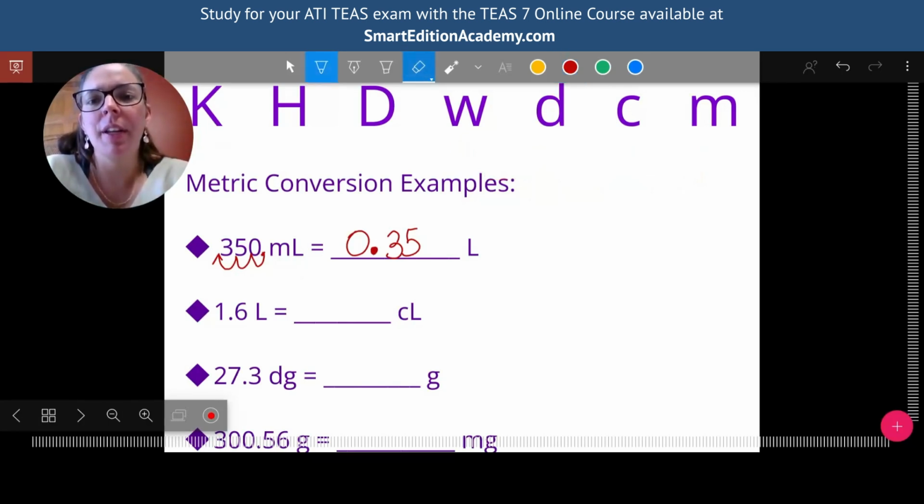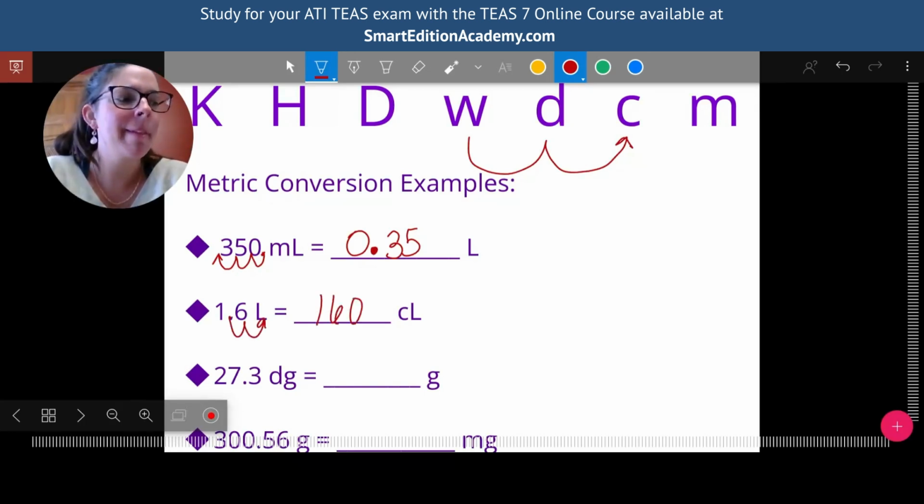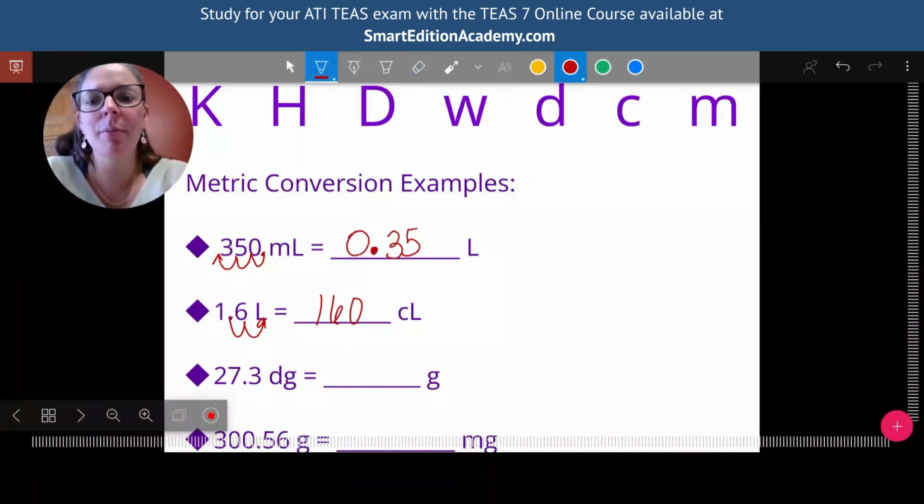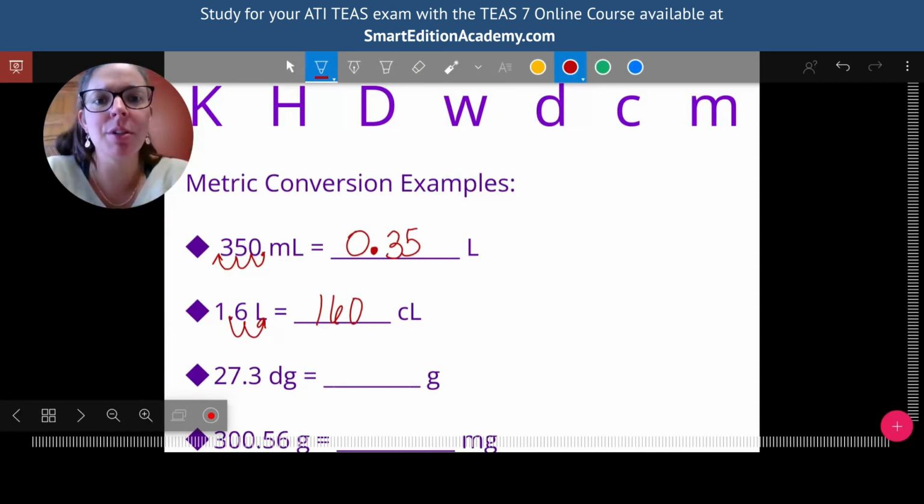Okay, let's try another one. I have 1.6 liters. I want to go to centiliters. So I'm going from liters to centiliters. 1, 2 to the right would leave me with 160 centiliters. Okay, 27.3 decigrams to grams. I'm just swooping once to the left. Once to the left would give me 2.73.